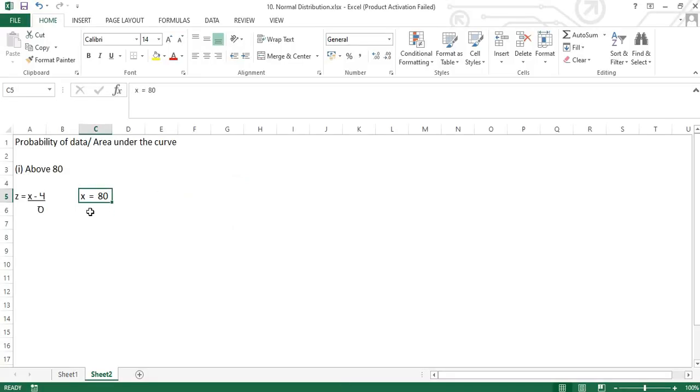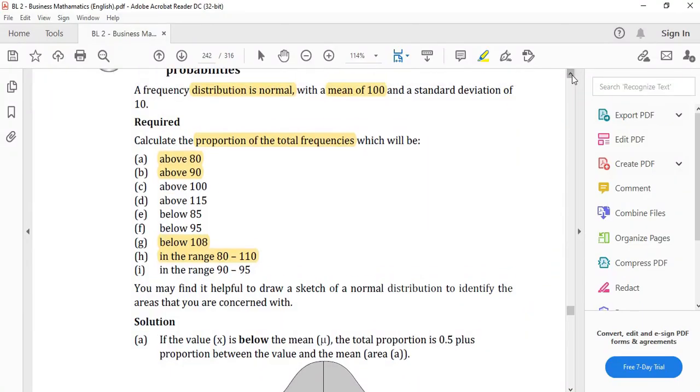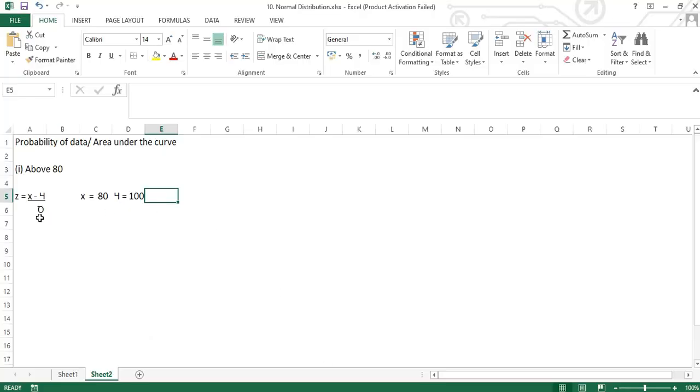So, x we know is 80. The mean we know is 100. Okay, mean is equal to 100 as per the question. Standard deviation, well, they have given it is 10. See, in the question itself, they have given the standard deviation. So, you don't have to worry about it. Straight away you can apply. So let me first mark the variables. Standard deviation equals 10. Then how will you calculate z?